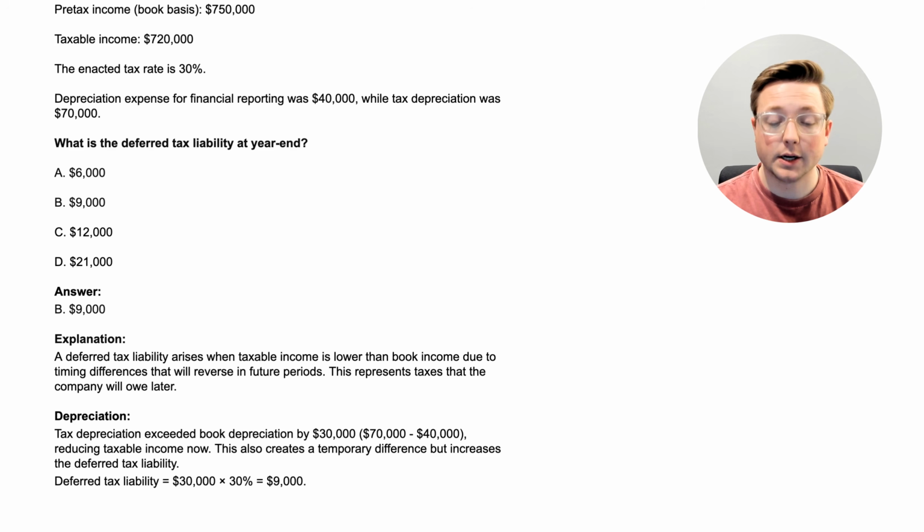And the only thing that was mentioned here was the depreciation. Tax depreciation exceeded book depreciation by $30,000, and that was the $70,000 less the $40,000, reducing taxable income now. This also creates a temporary difference, but increases the deferred tax liability. So deferred tax liability, $30,000 multiplied by the 30% tax rate, that's $9,000. So deferred tax liability, not too difficult to calculate. In fact, all of the stuff in this video isn't too difficult to calculate as long as you understand how it works.